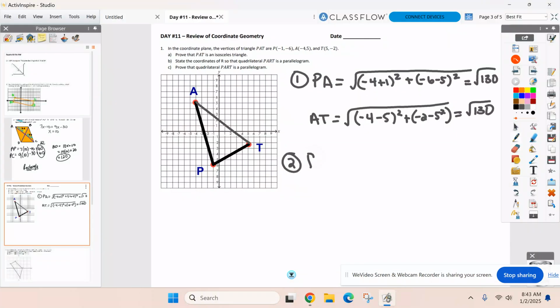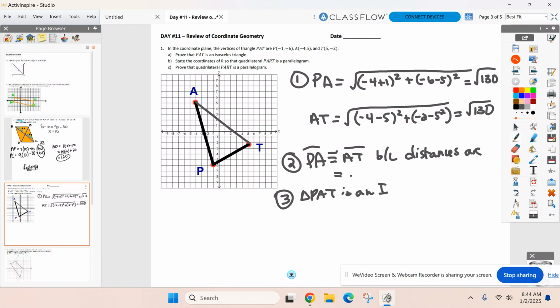They're congruent. So PA is congruent to AT. Because how'd you know they were congruent, Jesse? They have the same distance. Distances are equal. Perfect. So if I know PA and AT are congruent, this makes triangle PAT an isosceles triangle.